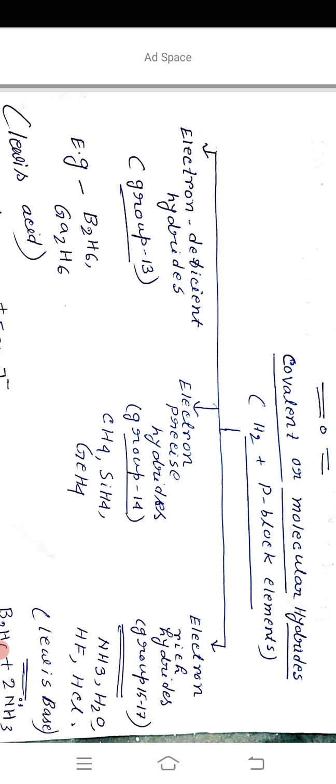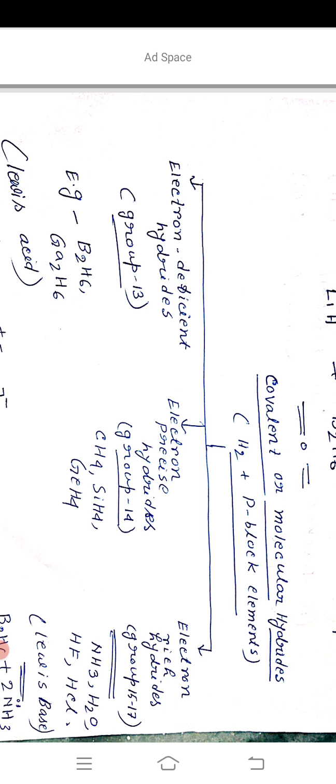Now, electron rich hydrides. These electron rich hydrides have more number of electrons in the valence shell of the central atom than needed to write their conventional Lewis dot structure. The excess electrons are present in the form of lone pairs, such as in ammonia there is one lone pair, in H2O there are two lone pairs in oxygen, in HCl there are three lone pairs in chlorine, in H2S there are two lone pairs in sulfur.